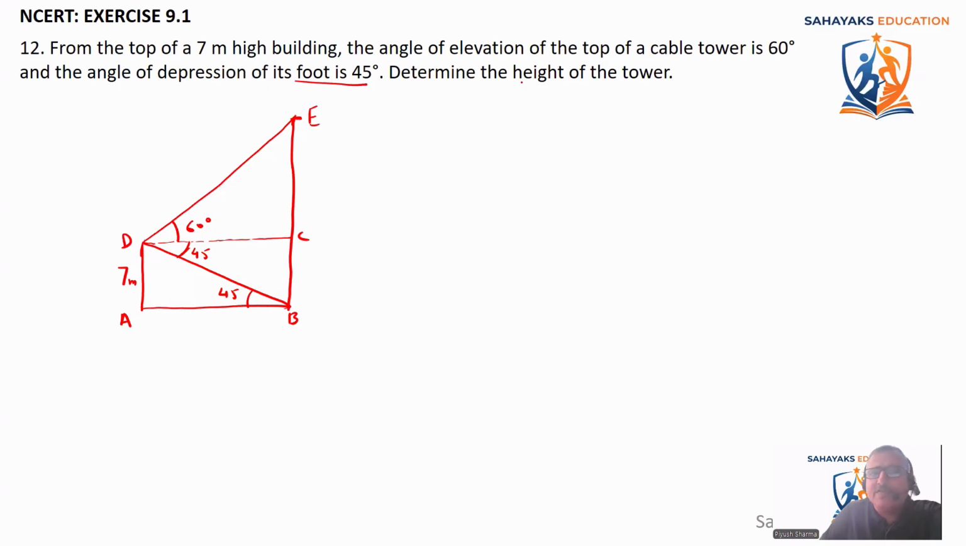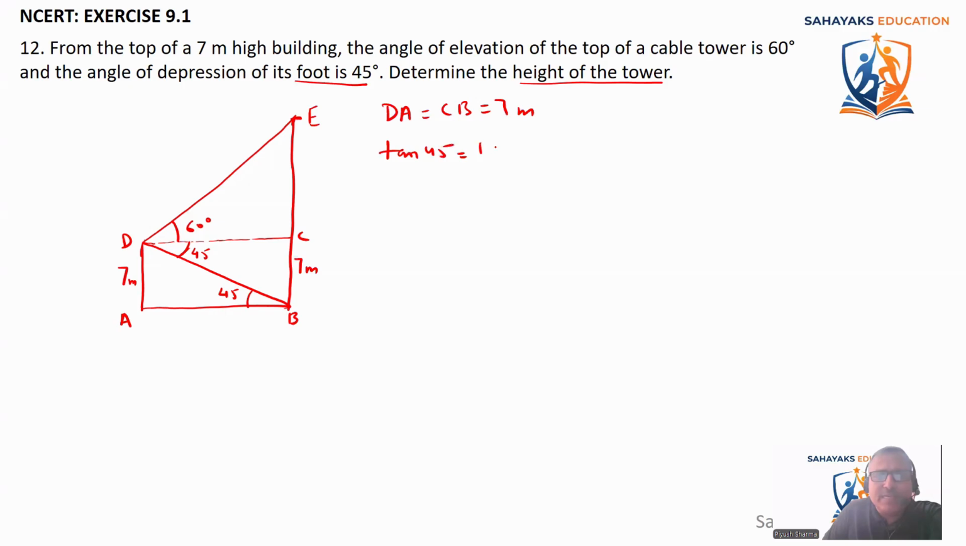Now, we have to find the height of the tower. If DA is equal to BC, or CB, that is 7 meters, so I can write this as 7 meters. To find the height of the tower, let me find AB first. For AB, we have to take DA and AB, the ratio. That means we have to take tan 45.